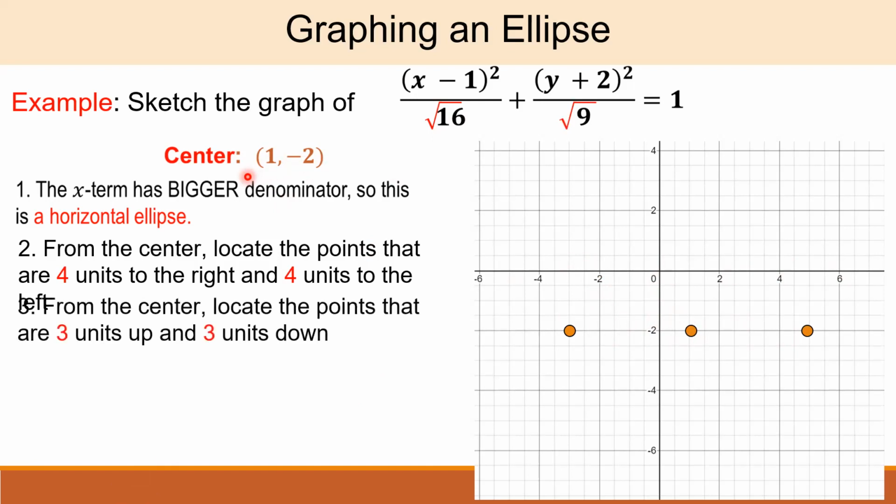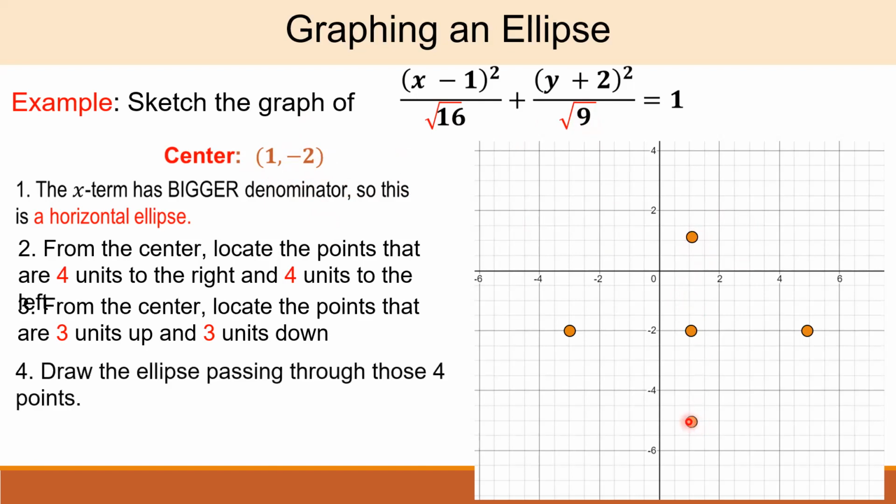Now, from the center, we locate the points that are 3 units up and down. Why 3? Because the square root of 9, b is equal to 3. Okay? So we move along the y. So, negative 2 plus 3, and negative 2 minus 3. That's why we have this point, that will be 1, negative 5. And then this one, negative 2 plus 3, so 1, 1. So this is 1, negative 5. Okay? So, draw the ellipse passing through those 4 points. Our task is to sketch. That's all there is to it.